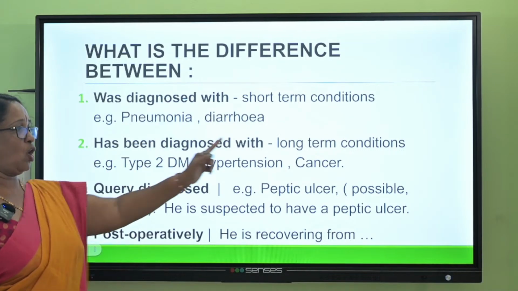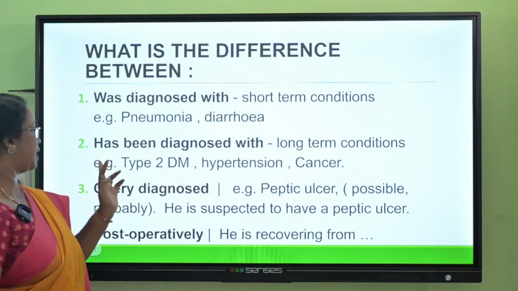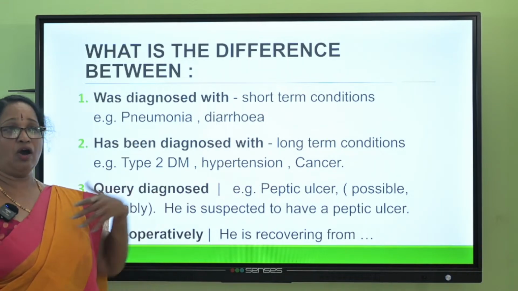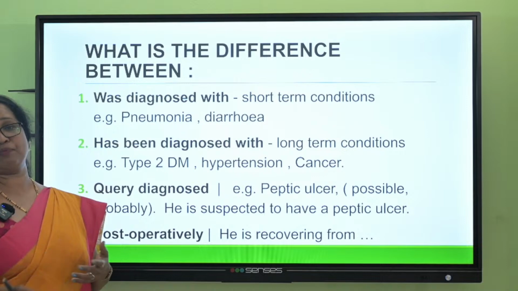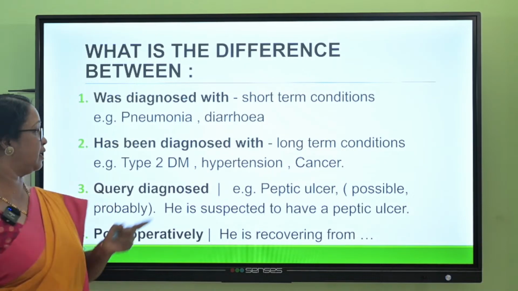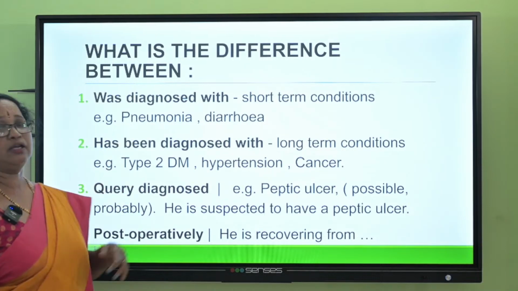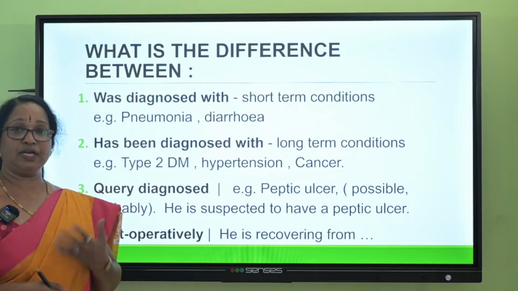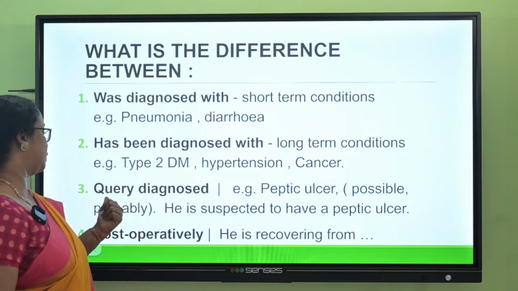And for the long term condition diseases, that means type 2 diabetes mellitus, hypertension, cancer, Parkinson, Alzheimer's, like this type of long term condition disease will be there. In that one we have to write he has been diagnosed with. Please note that one, he has been diagnosed with.